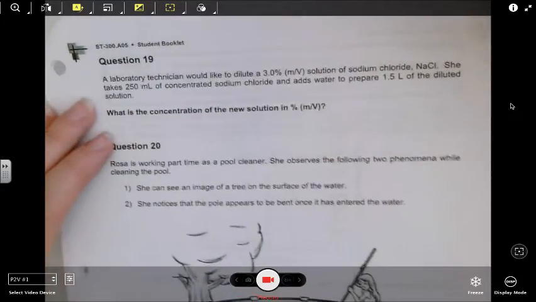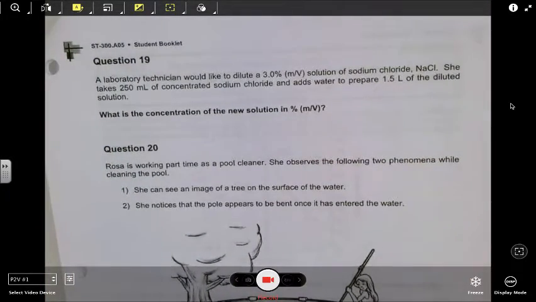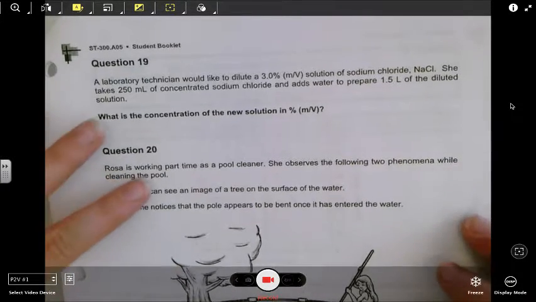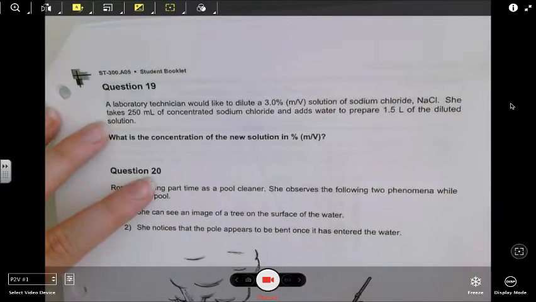So question 9. It says a laboratory technician would like to dilute a 3.0% mass over volume solution of sodium chloride, NaCl. She takes 250 milliliters of concentrated sodium chloride and adds water to prepare 1.5 liters of the diluted solution. So what is the concentration of the new solution in percent mass over volume? So what we're going to do is use our formula for dilution. That's going to be in your formulas that you're going to have on the exam.